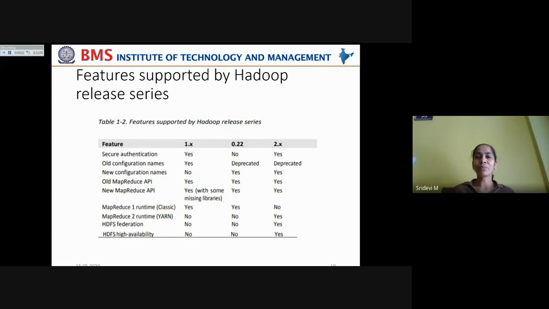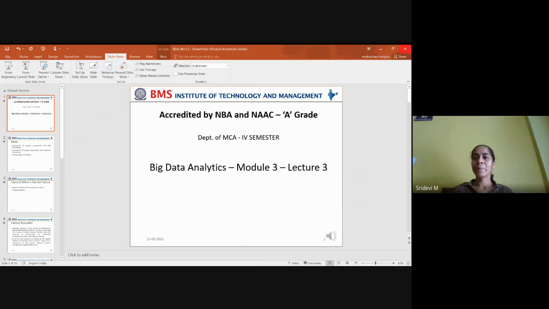And what are the features provided by the different Hadoop releases is given in a consolidated table here so that you can have a bird's eye view of what all are the features supported by various versions. Okay, this is how we finish the revision of module 3.